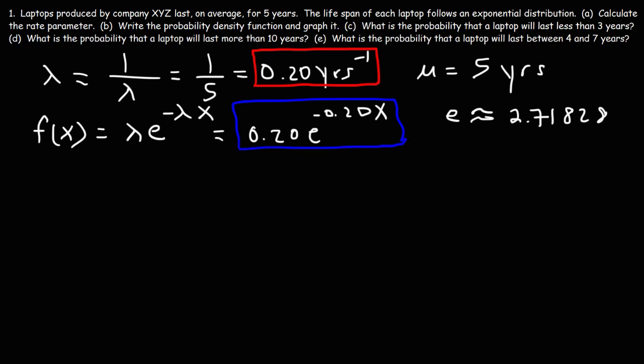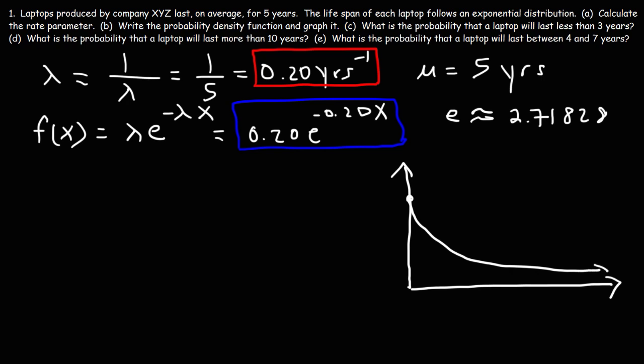Now we need to graph it. So I'm going to do that on the right side. The graph is going to start from the y-axis, and it's going to decrease over time. Now the y-intercept is the rate parameter, so that's going to be 0.20. And you could confirm this using the scientific calculator. If you plug in 0 into this function, e to the 0 is 1, and then it's going to be 1 times 0.20, which is 0.20. Anything raised to the 0 power is always 1.